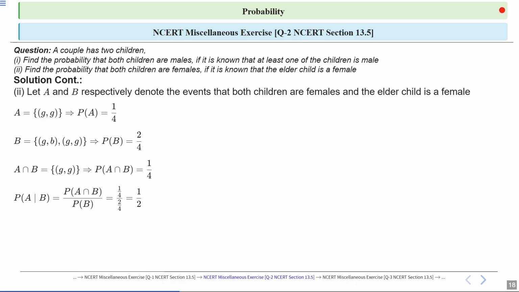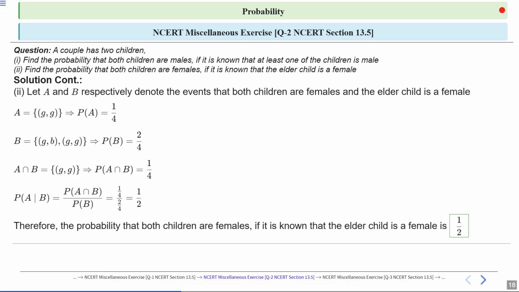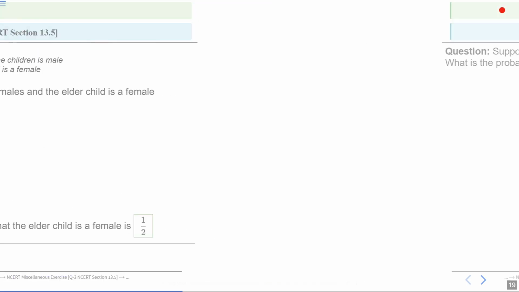Now, probability of A given that B equals probability of A intersection B divided by probability of B, which is equal to 1 by 4 divided by 2 by 4, equals 1 by 2. Therefore, the probability that both children are females if it is known that the elder child is a female is 1 by 2. So, I hope it's clear to all of you. Now, let's move to the next question.